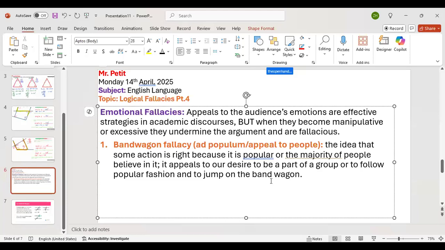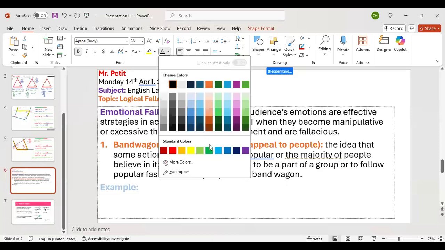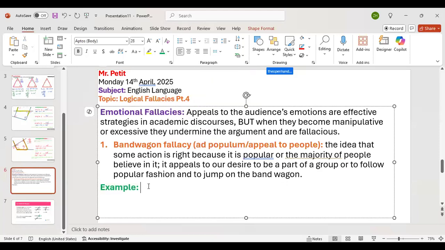Give me an example of a bandwagon fallacy. You just gave us like three examples. Those are not examples. That's just me being Mr. Petit. Well, you should have been a little meaner if you wanted to be Mr. Petit. Example of a bandwagon fallacy.